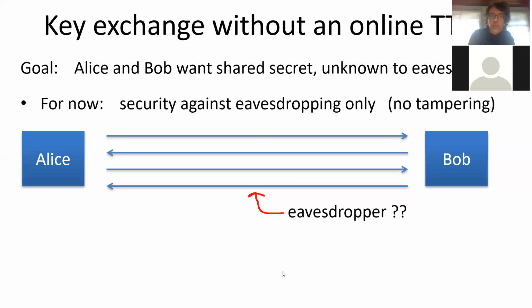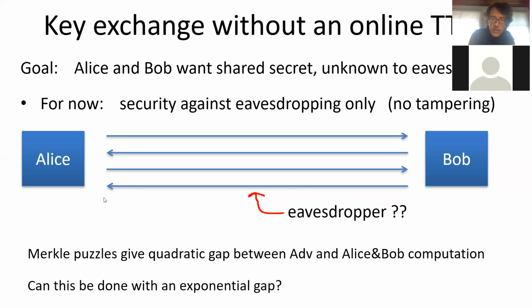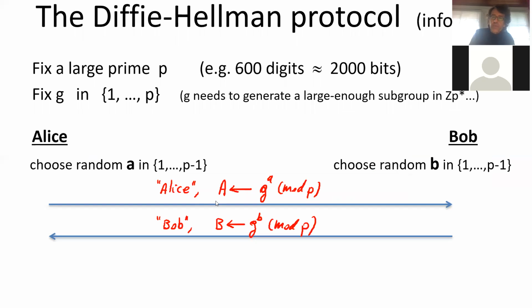Okay, so the problem is, as we already know, can there be an exponential gap between how much of this needs to work and how long the good guys compute? So here is a little, still informal view of a Diffie-Hellman key exchange protocol. We will make it more formal soon.